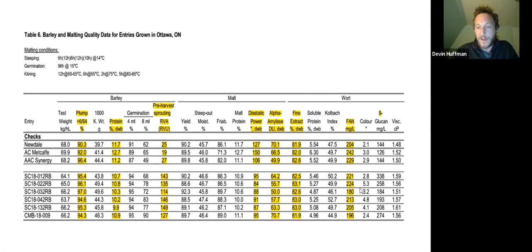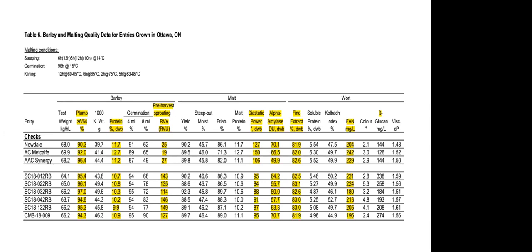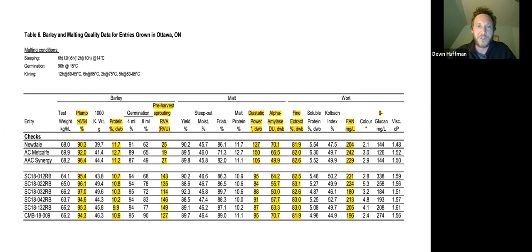And then FAN levels. This table is not a great demonstration of the difference in FAN levels and diastatic power, alpha amylase, just because I don't feel that these malting trials were optimized. When they're doing the lab malting conditions, they're using a single process for all the barley so that you have a comparative result for a set condition. Whereas when we're malting commercially, we're adjusting our process to match the barley. So a lot of these malts are over modified based on that Kolbach index.